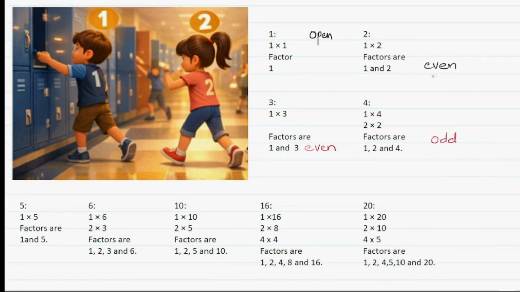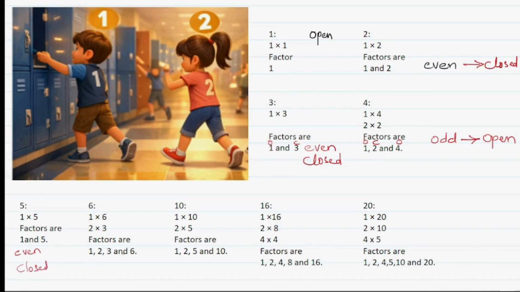Right? So if it is even, so 1 and 2, locker number 2 will be opened by 1 and closed by 2. So this is closed. Now locker number 3 will be opened and closed. So this will be closed. Now locker number 4 opened by 1, closed by 2, and again opened by 4. So this will be open. And here how many factors are there? Even number. So even number means closed.